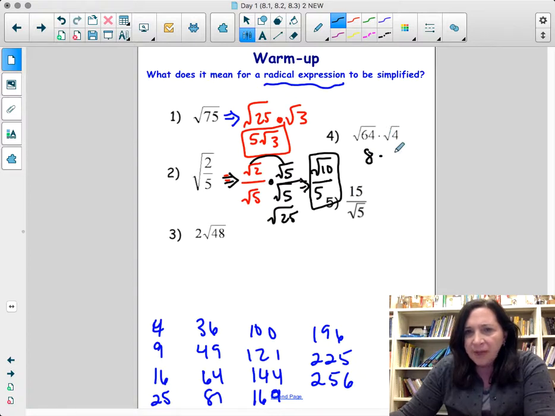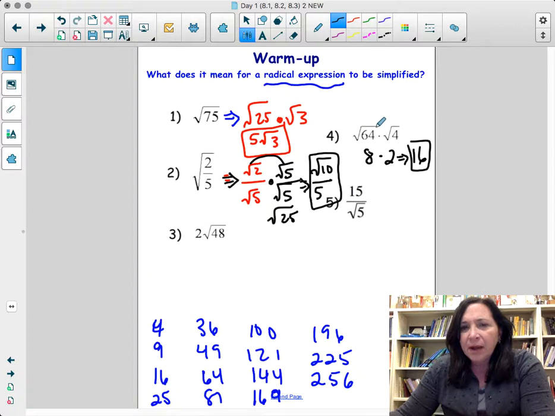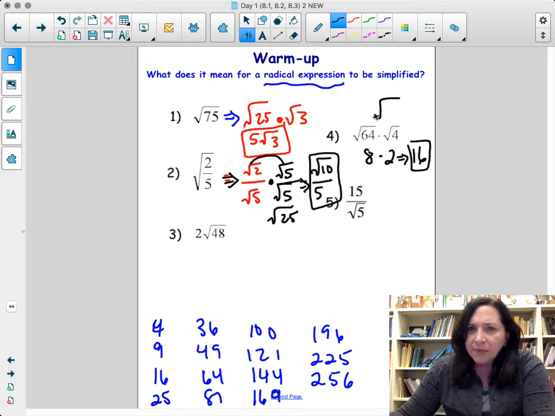And then the square root of 4 is 2, so 8 times 2 is 16. So basically you've got 16. Now, keep in mind that the square root of 64 times the square root of 4 is actually the square root of 256. And again, the square root of 256 is 16.